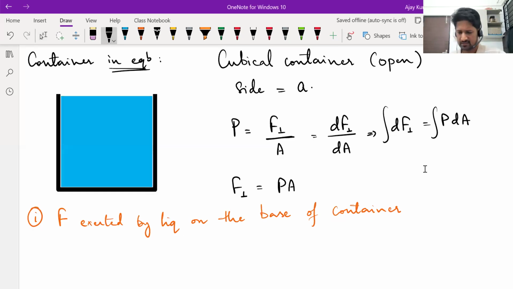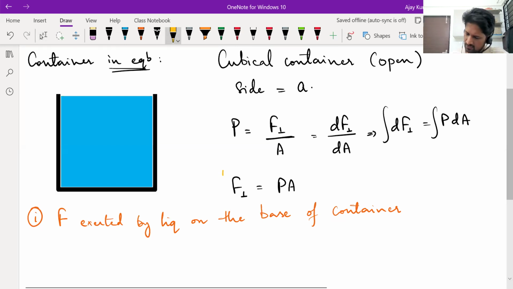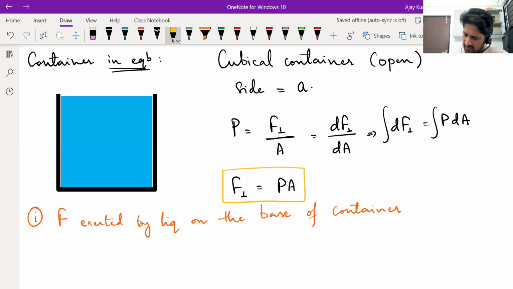I didn't get any answers yet. Let's see. The side of the container is given as A, and you are asked to find the force exerted by the liquid on the base of the container. I already told you the approach also. Force exerted by a liquid on a surface is pressure multiplied with area. We are considering ideal fluids now, so it won't exert any force parallel to the base. It will only exert a force perpendicular to the base. So pressure into area. One of you tell me, how much is the pressure in this liquid at any point on the base?